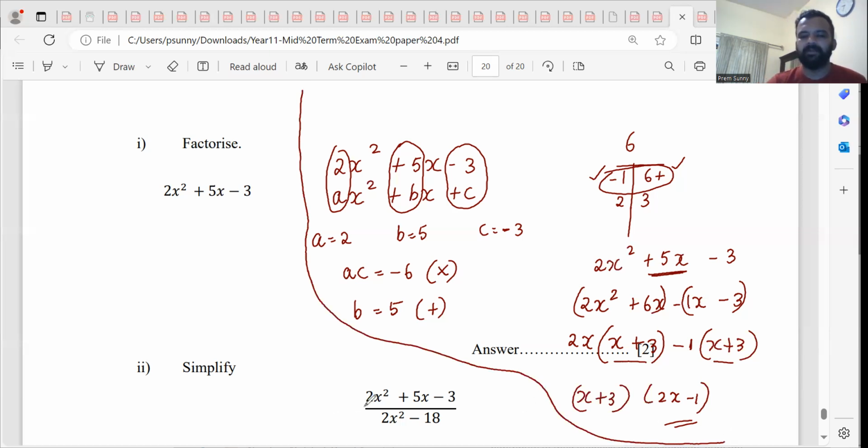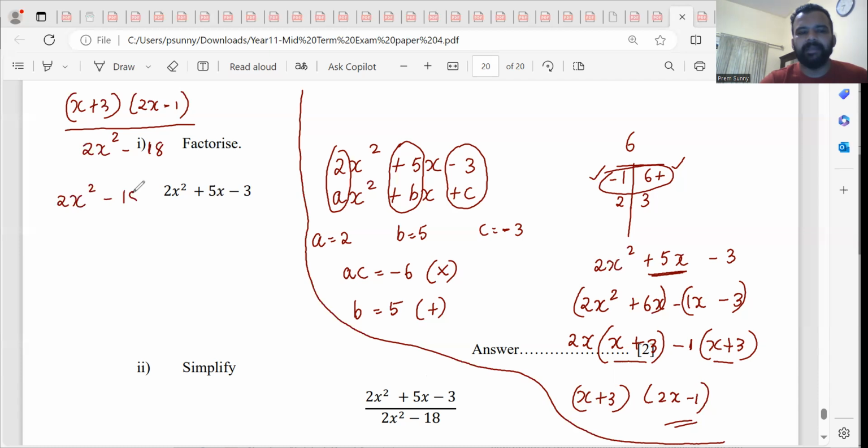So now for the second subdivision, simplify 2x square plus 5x minus 3. When we compare them, it is same as the first subdivision, 2x square plus 5x minus 3. I simplified that and I got that as x plus 3 into 2x minus 1. So my numerator is x plus 3 into 2x minus 1. What I need to do is just factorize my denominator. 2x square minus 18. So I'm just taking the denominator here, 2x square minus 18.